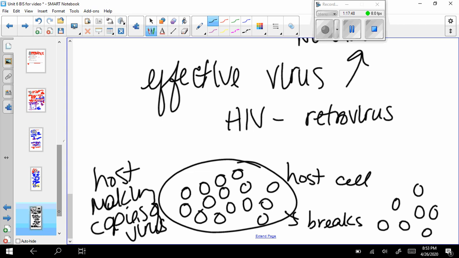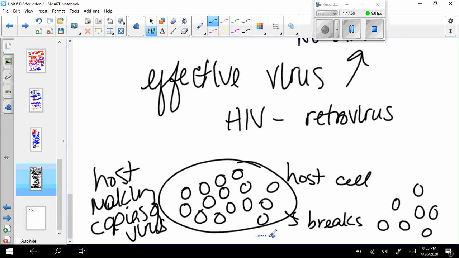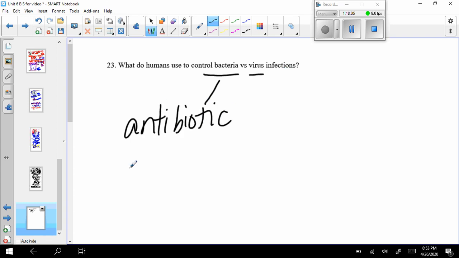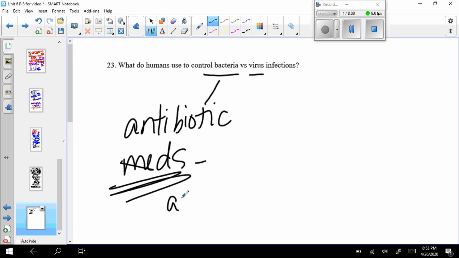And I really wanted to ask a question too about antibiotics. Maybe it's on this next page. Oh yeah. What do humans use to control bacteria versus virus infections? So when you have a bacterial infection, you take an antibiotic. An antibiotic is a medicine, and that medicine attacks the coat of the bacteria.